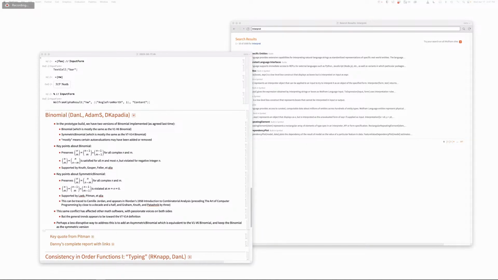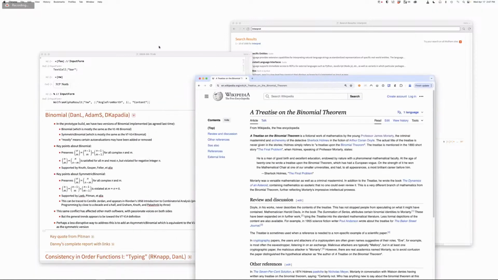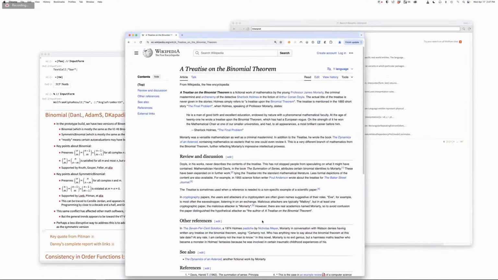I'm just reminded here, I'm sorry, I can't help it, this is such a tangled mess. I just remembered that the villain of some Sherlock Holmes stories is a certain Professor Moriarty. He had written a treatise on the binomial theorem. I did not know or remember that. Yes, I knew where that was from. Well, with its own Wikipedia page.